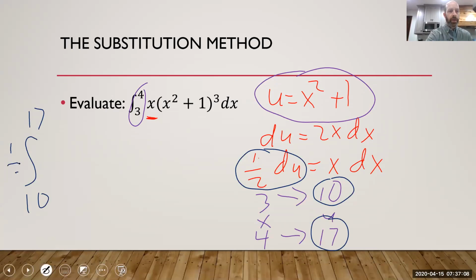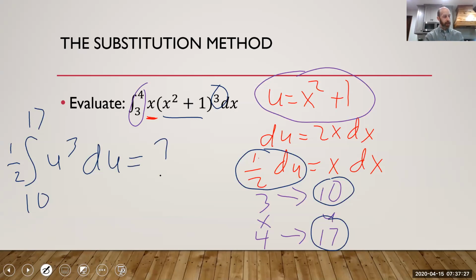Put the 1/2 here on the front. And now instead of u or x quantity x squared plus 1, we are simply going to write in our u. And remember, u here is actually to the third du.